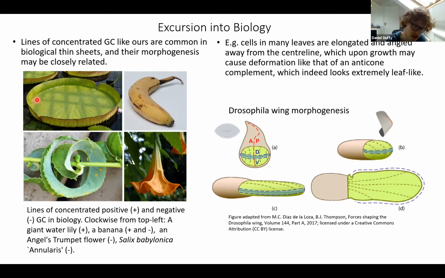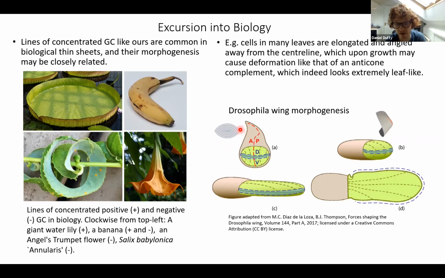And there are similar examples here. So this is a really nice lily with a ridge of positive Gauss curvature around the base here. And this is a banana, which I had to take many photos of to get this angle, but you can just about see a negatively curved ridge here and a positively Gauss curved ridge on the outside. And this is an angel trumpet flower with a really beautifully sharp negative curved crease here. And this is an annularis leaf, which is also negatively curved. And you can even see on the annularis some vein-like things coming off at an angle to the seam line.